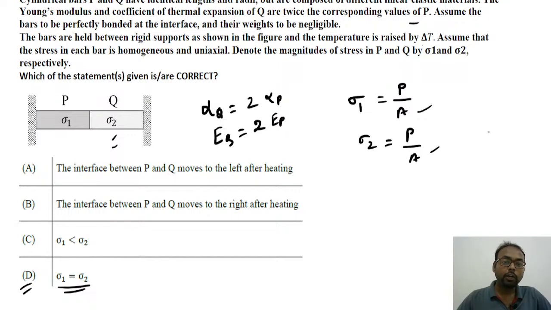One more option is also right here, because the question asks which of the given statements are correct, so this is a multiple correct option question. Now we will try to find the deflection of P.